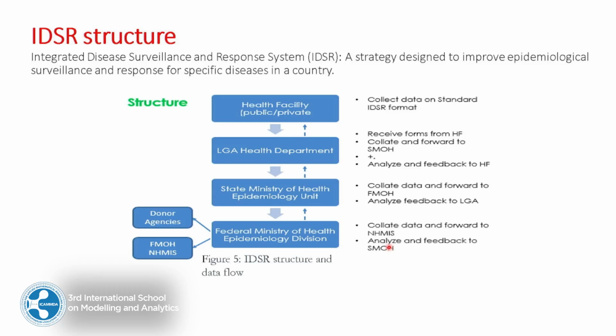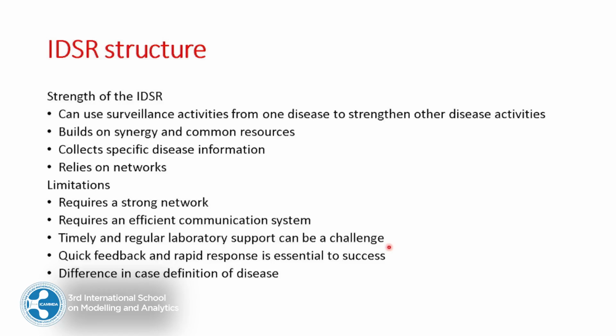And also, interventions are programmed from the Federal Ministry of Health and then go to the state, to the local government, and then to each of those communities where they are mostly needed. And so for the structure of the integrated disease surveillance and response system, it is very important for us to know that surveillance is needed for a quick response to any particular infectious disease.